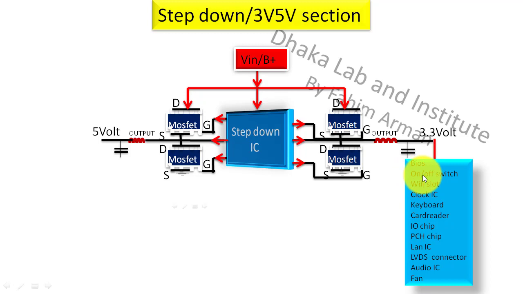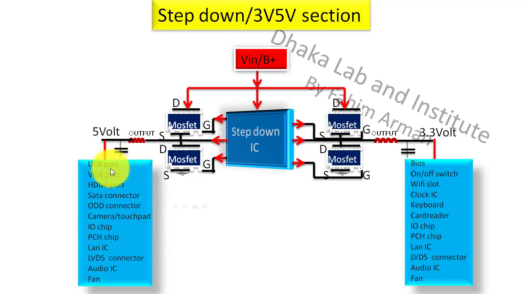Here I will discuss the BIOS first, and then the on-off switch and Wi-Fi slot, clock IC, keyboard, card reader, IO chip, PCH chip, LAN IC, LVDS connector, audio IC, and fan. 3.3 volt will enter into these sections, and these parts will be activated. 5 volt will also enter into the USB port, VGA port, HDMI port, SATA connector, ODD connector, camera or touchpad, IO chip, PCH chip, LAN IC, LVDS connector, audio IC, and fan.